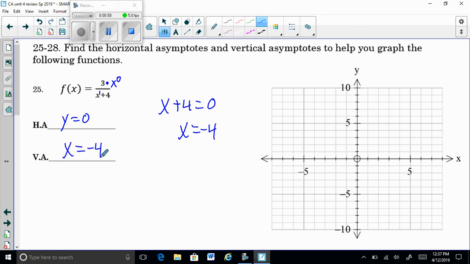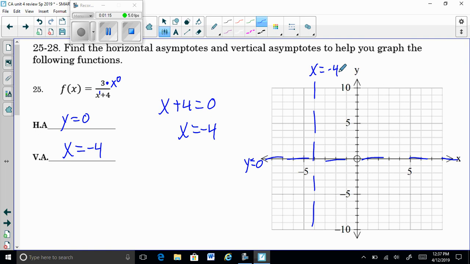So we'll go ahead and plot these. So y equals 0. That's actually just the x-axis, but I'll go ahead and put it right there. And then x equals -4. That's going to be right here.